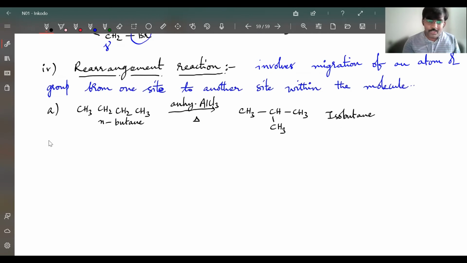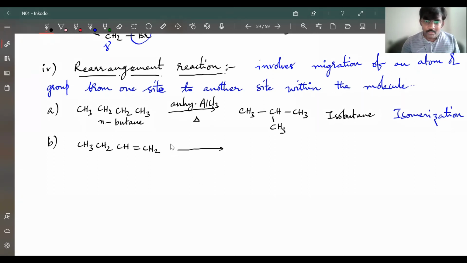So this is one rearrangement, or simply you can call it isomerization also, because normal chain is converted into isomeric chain. So this reaction is isomerization. Similarly, if I go with 1-butene, so 1-butene means CH3CH2, then CH double bond CH2. This is 1-butene. Okay, so again, this is heated with the same anhydrous aluminum chloride.